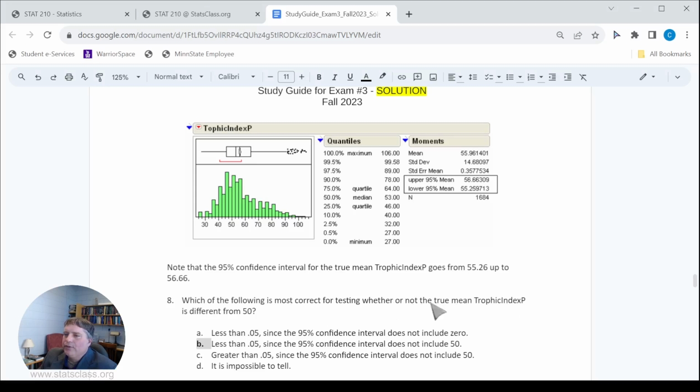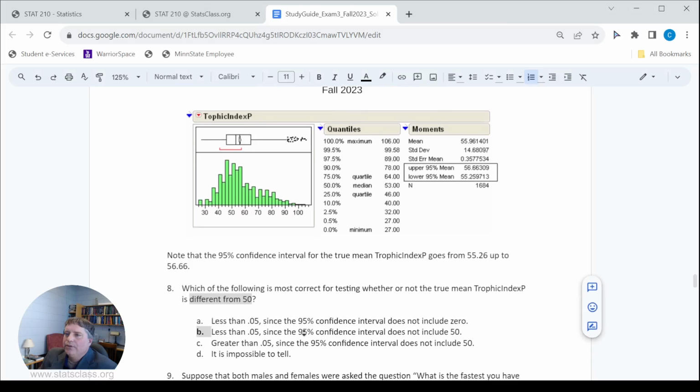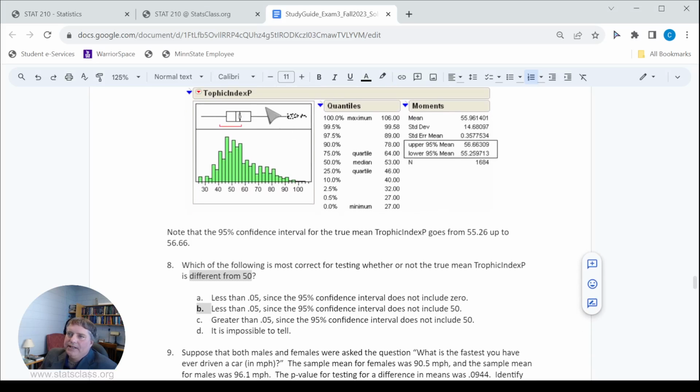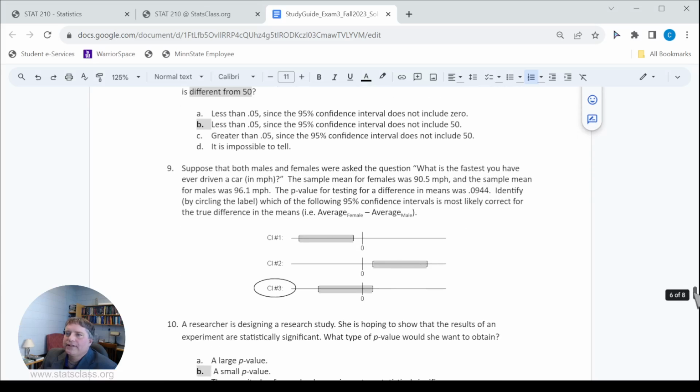Which of the following is most correct if you want to test whether or not I'm different than 50? This is a little bit of an extension or adjustment to what we did in handout 10. In handout 10, we were almost always testing different than 0, or whether or not I just had a difference. Here I want to know whether this trophic index P is different than 50. My confidence interval definitely does not capture 50. The lower side is at 55, 5 units above 50. So I definitely have enough evidence to say I have a difference. So the p-value is less than 0.05 because the confidence interval does not include 50. We don't always have to just test 0. We could look at other values, like here we're considering 50.